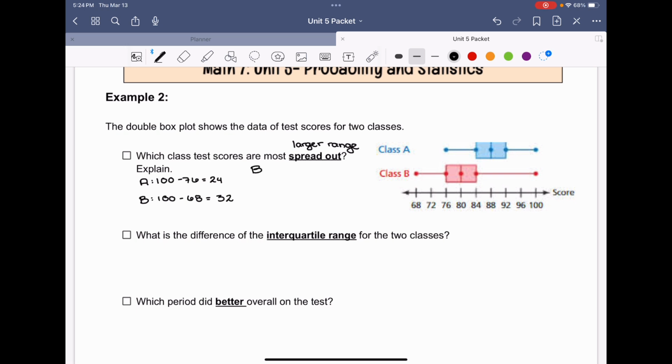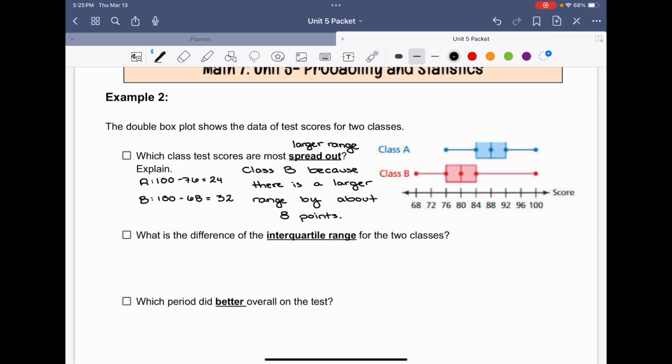So we would say that class B is more spread out because there is a larger range. And we're going to be even more specific and say there's a larger range by about 8 points, which is the difference between 32 and 24.